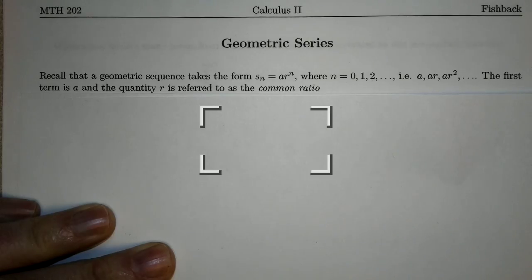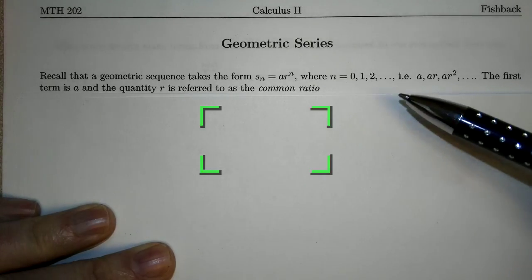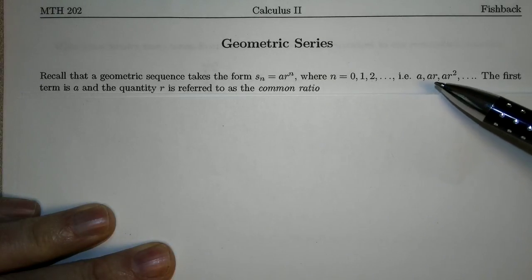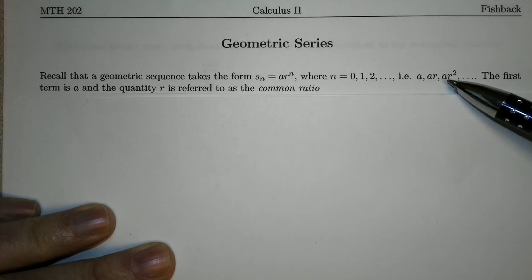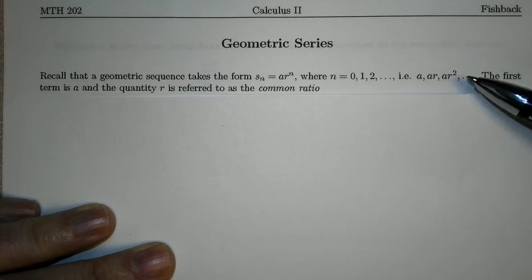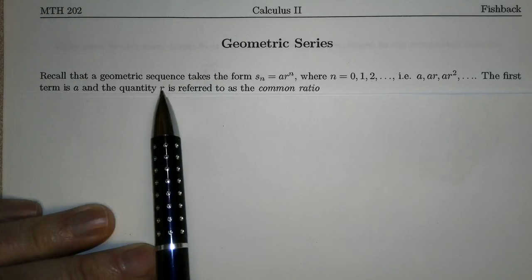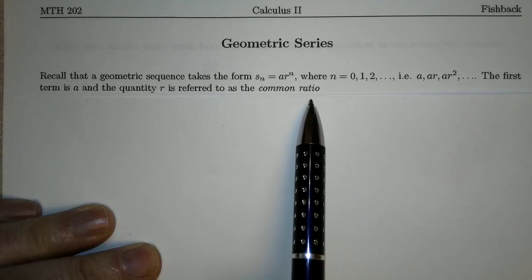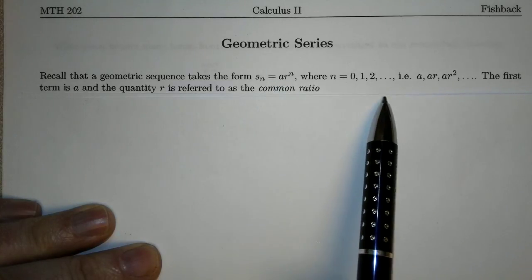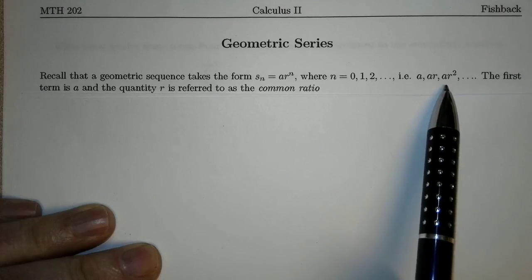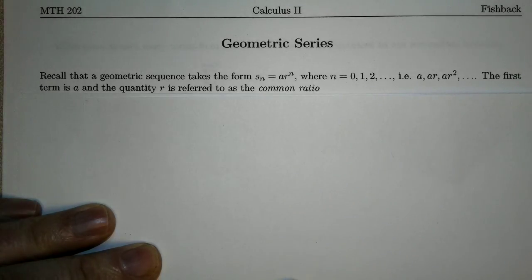So if we plug in various values of n, like n equals 0, we get a times r to the 0, which is just 1. I'm sorry, just a. If we plug in 1 for n, we get a times r. If we plug 2 in for n, we get ar squared, and so on and so forth. The first term is a, and the quantity r is referred to as the common ratio. It's the quantity that we're always multiplying by to get from one term in the sequence to another.